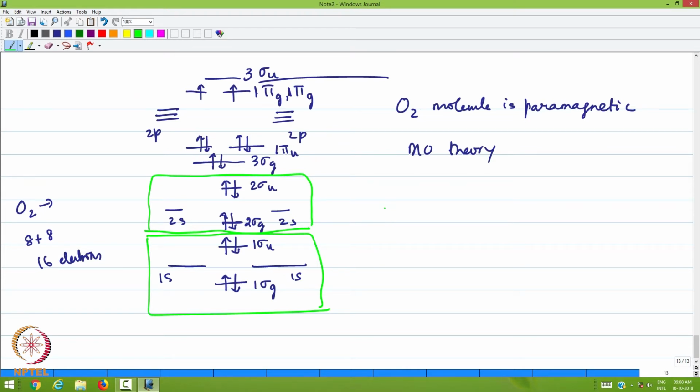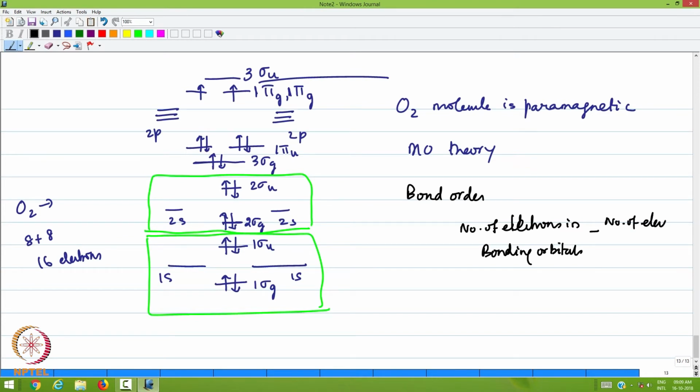In fact, there is another parameter called the bond order, which is often written for these things by saying that the bond order is the number of electrons in bonding orbital minus the number of electrons in the anti-bonding orbital, divided by 2. It is closely associated with the number of bonds that we have.